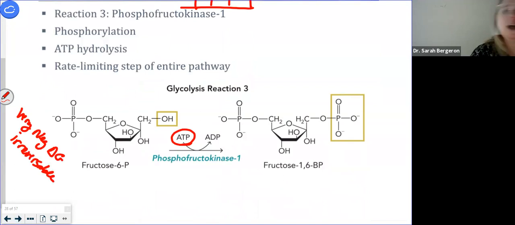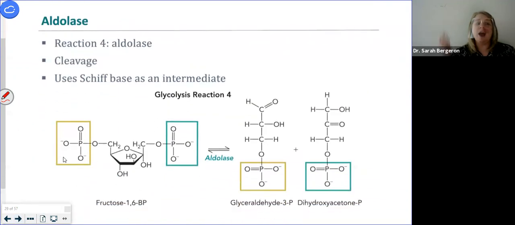Do you have to remember exactly the negative delta G value for these reactions? No. But do you have to know the 3 that are the highest? Yes, you do. Okay. All right, so now we have fructose 1,6-bisphosphate. So we have a phosphate group that's attached to our 2 different carbons. And this is the point where we're actually going to cleave this one molecule into 2 different molecules, right? So we're transitioning from the investment stage to the ATP production stage, right? Okay, so this reaction is catalyzed by aldolase.